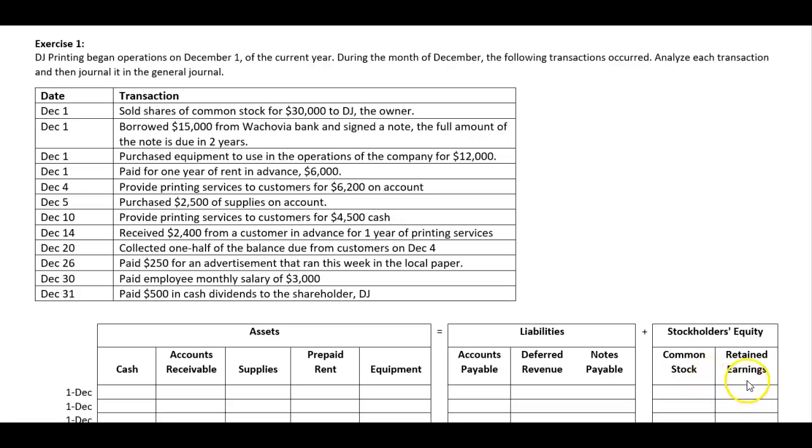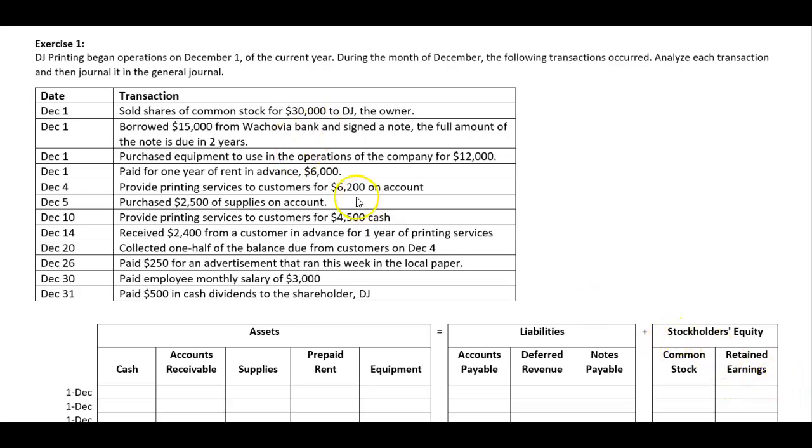And then retained earnings is the amount of capital the company has generated itself. You get that through revenues, and then revenues cost us money, so that's expenses. And then there's anything we pay to our owners in the form of dividends. So retained earnings really is the capital the company generates itself and keeps within the company.